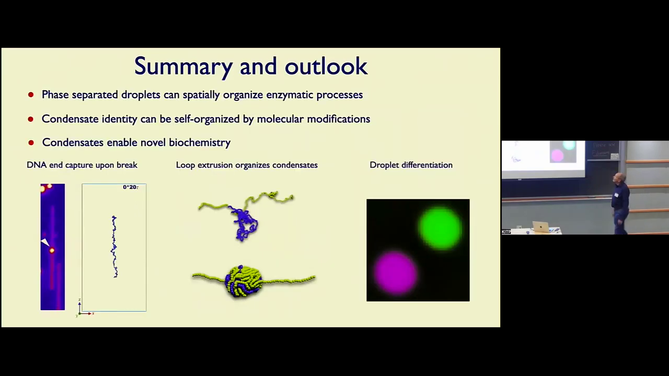So with that, let me just briefly summarize. I've shown you that phase-separated droplets can spatially organize enzymatic processes and active processes in interesting ways. I've shown you as an example that condensate identity can be self-organized by active processes using molecular modifications. And I've shown you interesting biochemistry enabled by condensates in the context of DNA end capture and DNA loop extrusion. And with that, I thank you for your attention.